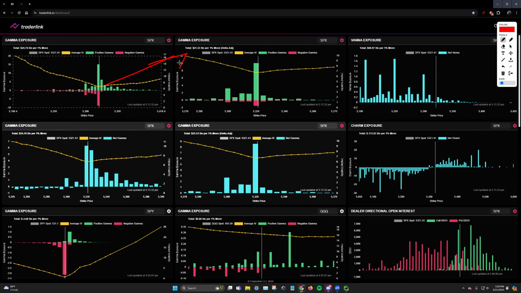So once again, if it's steeper on the right side, it'll be very resisting, versus this side, it'll be very supportive below us.